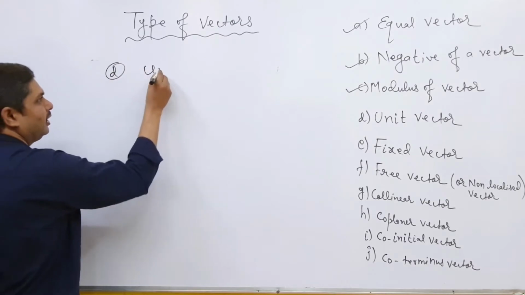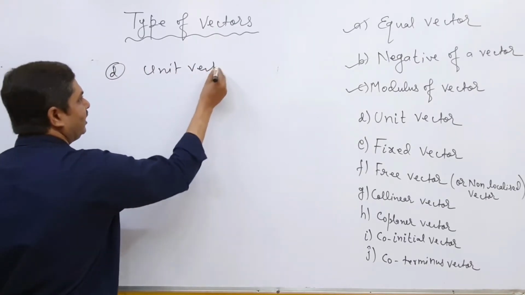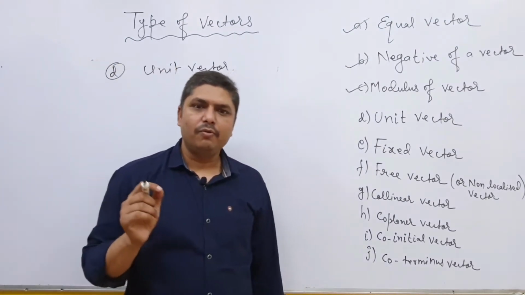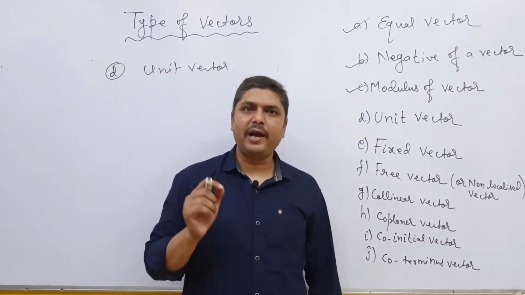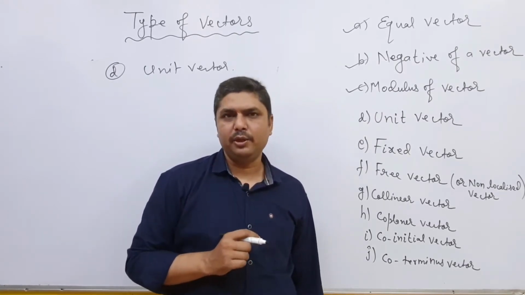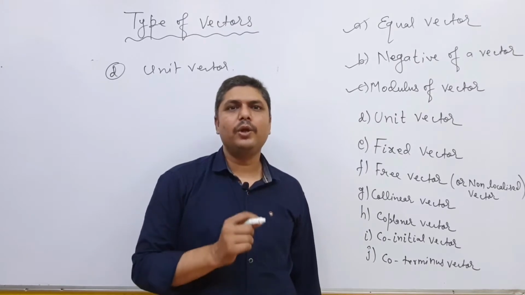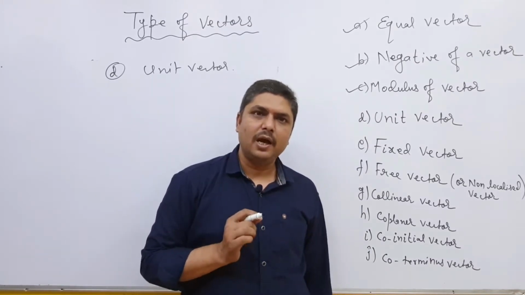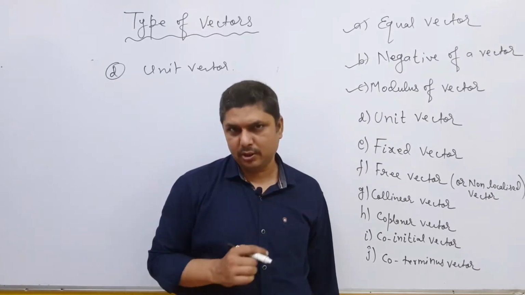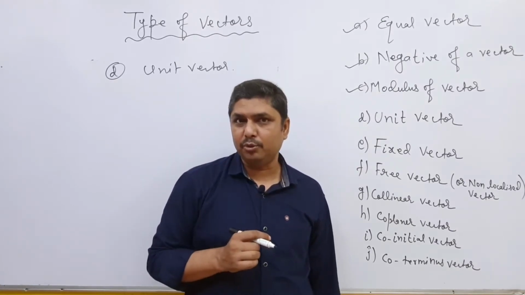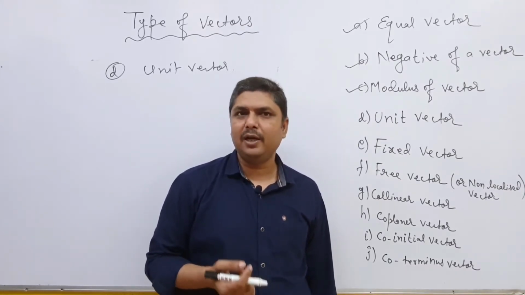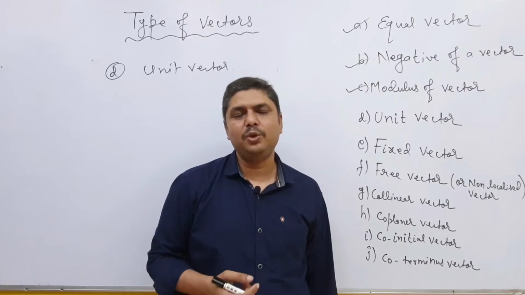Next is unit vector. A vector which has a specified direction and unit magnitude is said to be unit vector. Suppose I say that you move 1 meter towards north, then 1 meter is the magnitude and north is the direction. So 1 meter is a unit. So we say 1 unit. This is said to be unit vector.